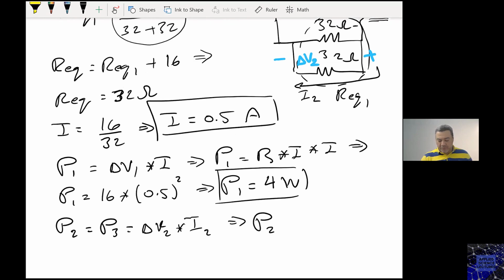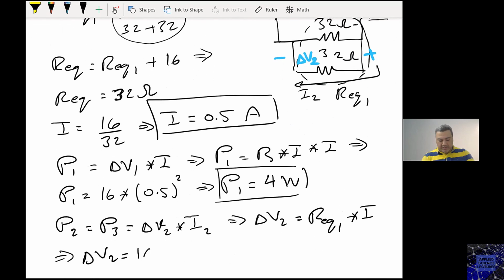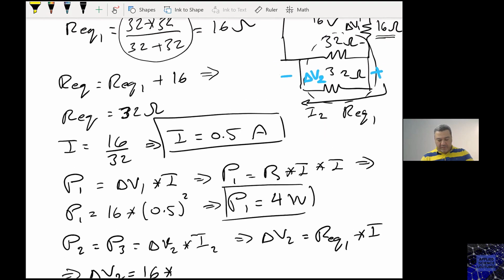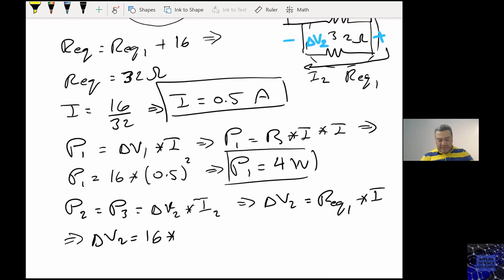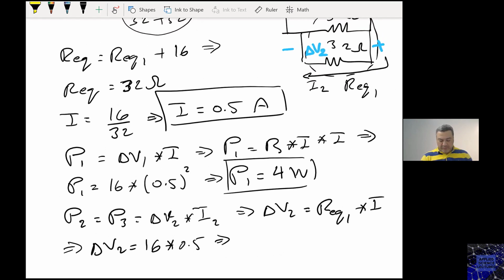So P2 is delta V2, so let me find delta V2. Delta V2 is R equivalent 1 times the total current. Delta V2 is R equivalent 1, which is 16, times I, which is 0.5. Delta V2 here is 8 volts.